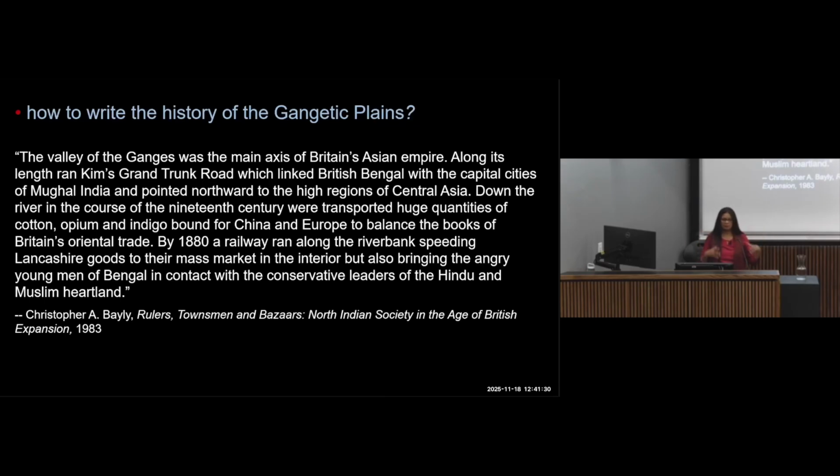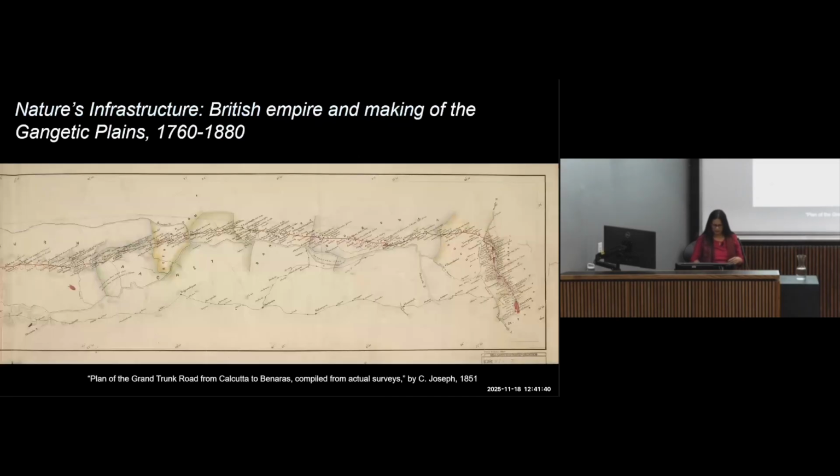This is his introduction. It's a beautiful introduction. And you get the map, right? You can visualize this. So it's a very good narrative description. And he knew the sources. This is what he was describing. There are actually lots of these plans of the Grand Trunk Road.